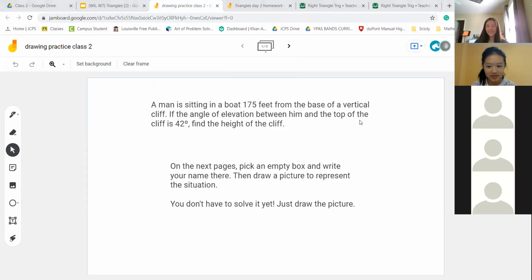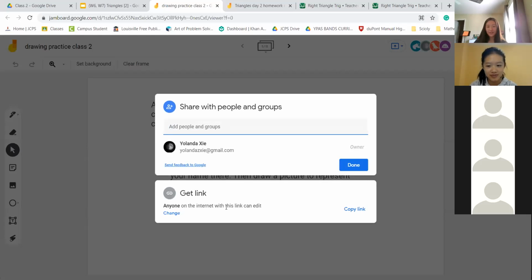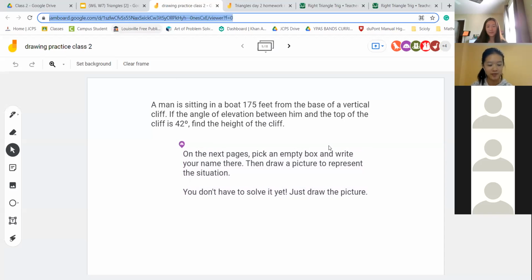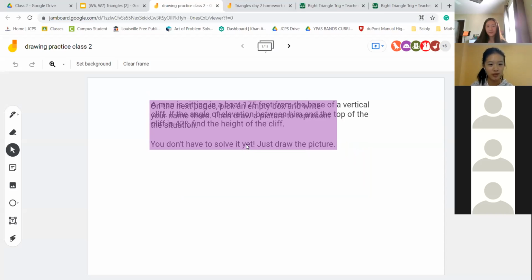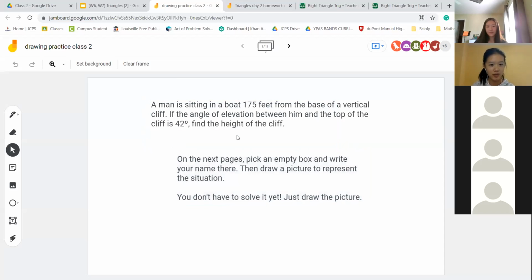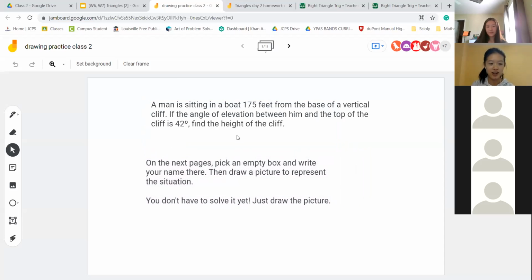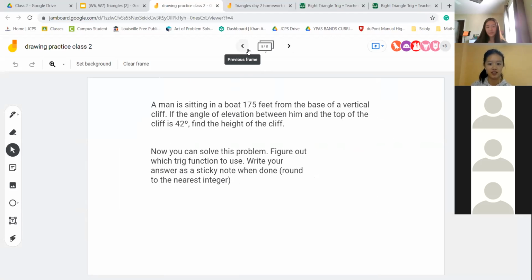Okay, so I'll put this link. Wait, I think it says viewer. Yep. Everyone can edit, hopefully. So for this, for each problem, just pick a box and write your name there, and then draw the picture to represent the problem. You don't need to solve it yet. Just draw the picture that represents it.